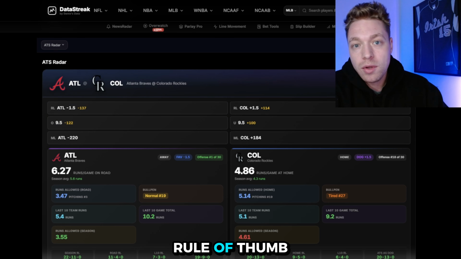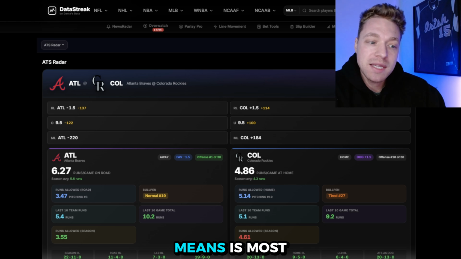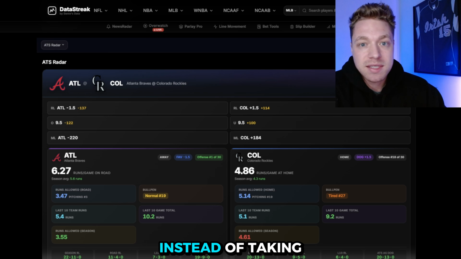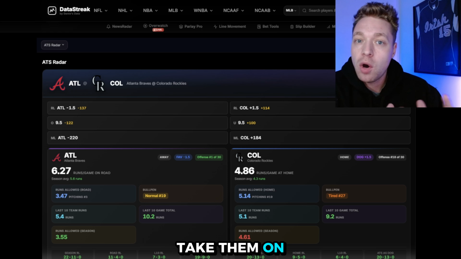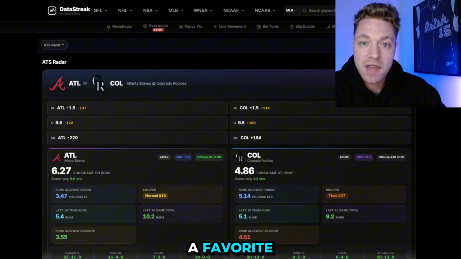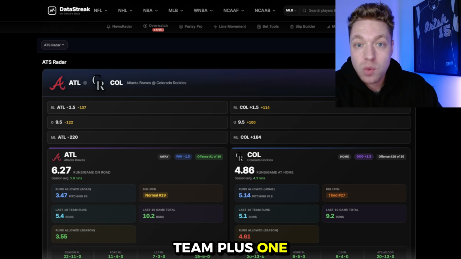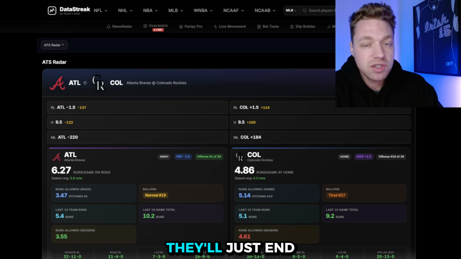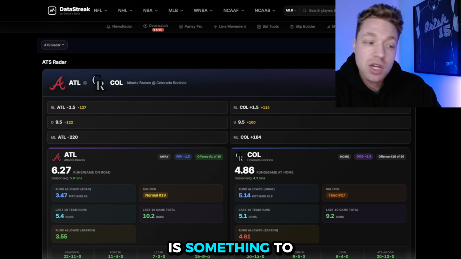A good rule of thumb is that when you're betting baseball, about 25 to 30% of games are decided by 1 run. So what that means is most of the time, instead of taking a team on the money line, it might be better to take them on the run line, especially if it's a favorite. And if you're betting a team +1.5, a lot of times they'll just end up winning outright, so you could take them on the money line and get really good value. It at least is something to look at.